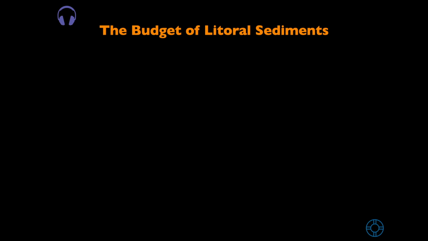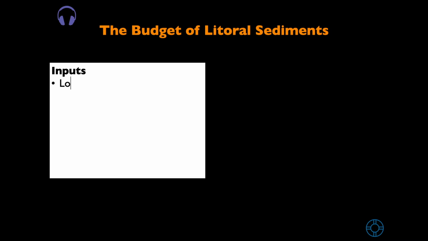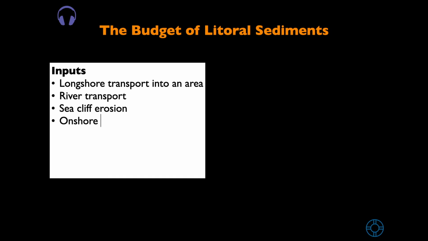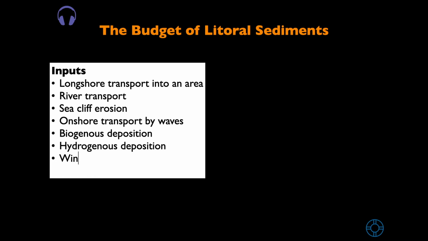The budget of littoral sediments considers the balance between inputs and outputs. The inputs can be from a longshore transport into an area, river transport, sea cliff erosion, onshore transport by waves, biogenous deposition, hydrogenous deposition, wind transport onto the beach, and beach nourishment.